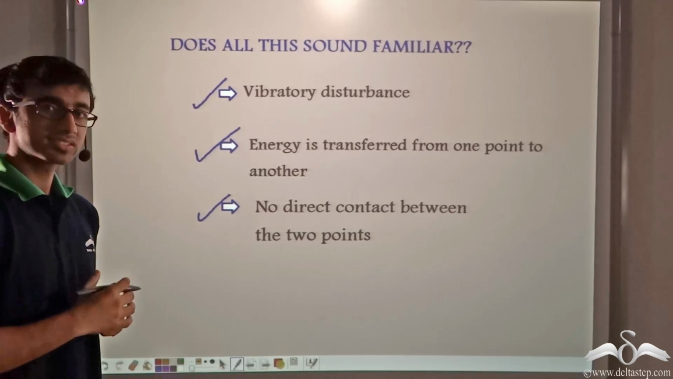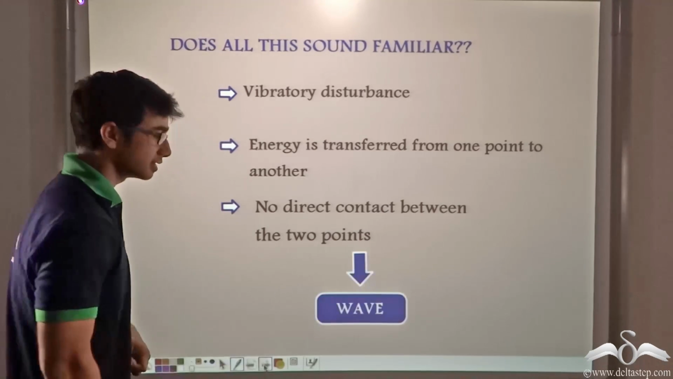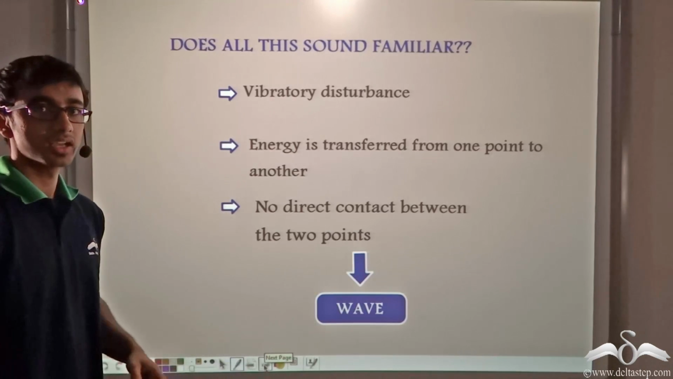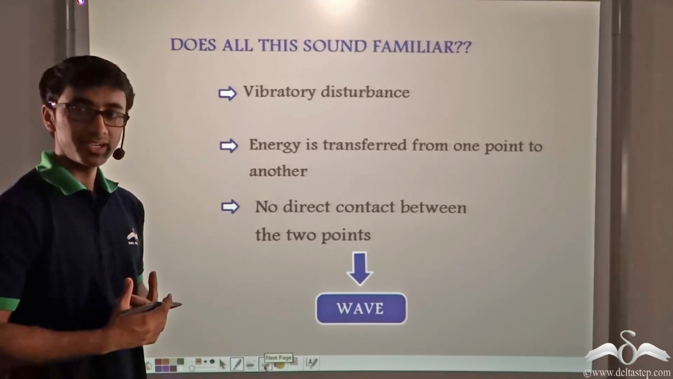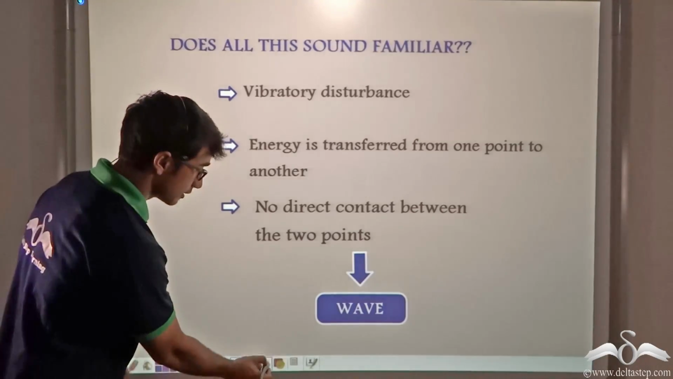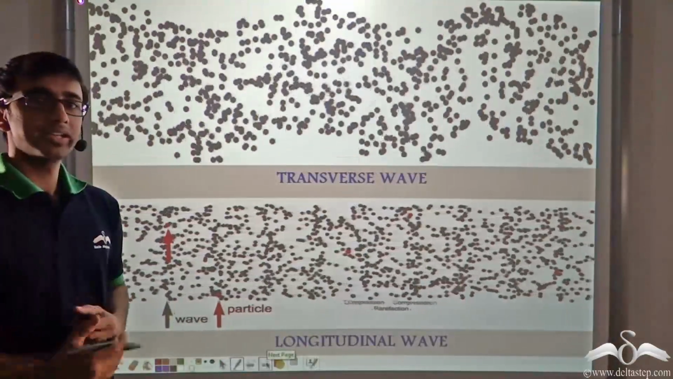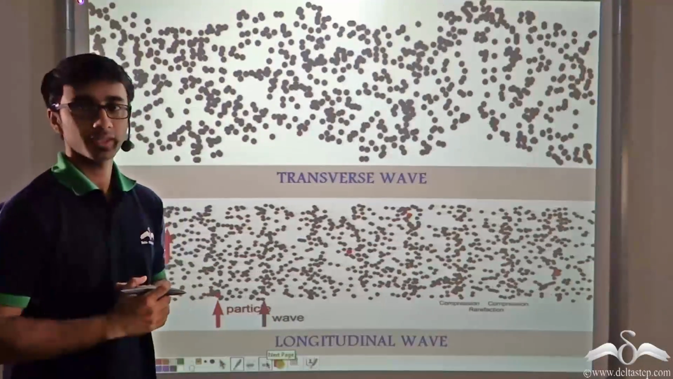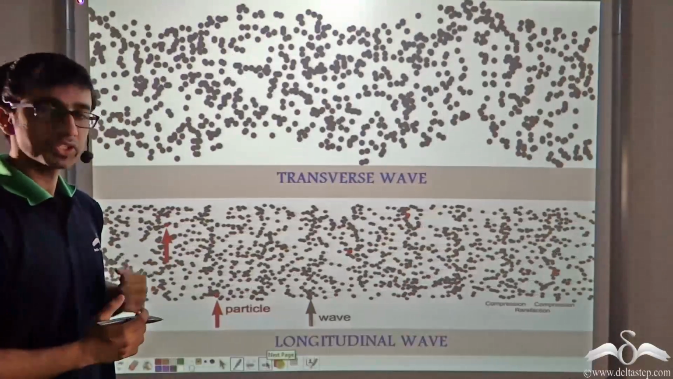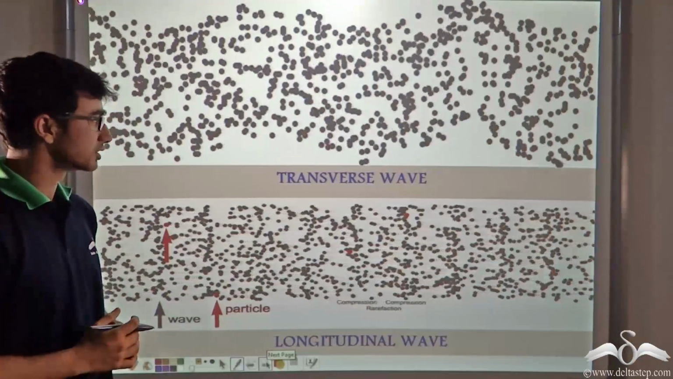So what does this signify? Yes, this signifies a wave. So sound we find is a wave. Now let's take a quick recapitulation of how many types of waves there were. There were transverse waves and there were longitudinal waves.